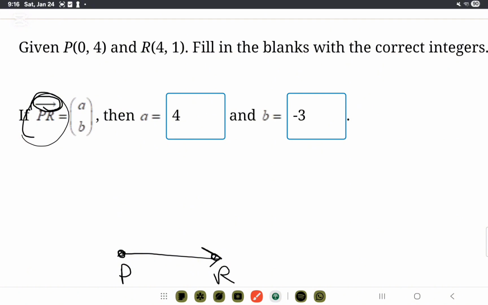Anyways, so this is our starting point. We started here, and this is our finish point. You start from this and you end at this. So P is our initial. So you do final, which is here.